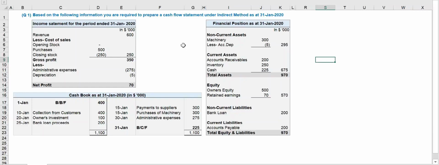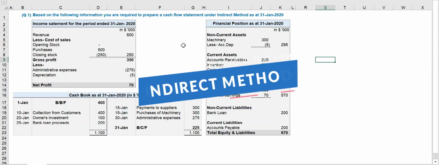In this session, I'll be discussing cash flow statement analysis. To explain this, I have selected the following question. Based on this, you are required to prepare a cash flow statement based on the indirect method.